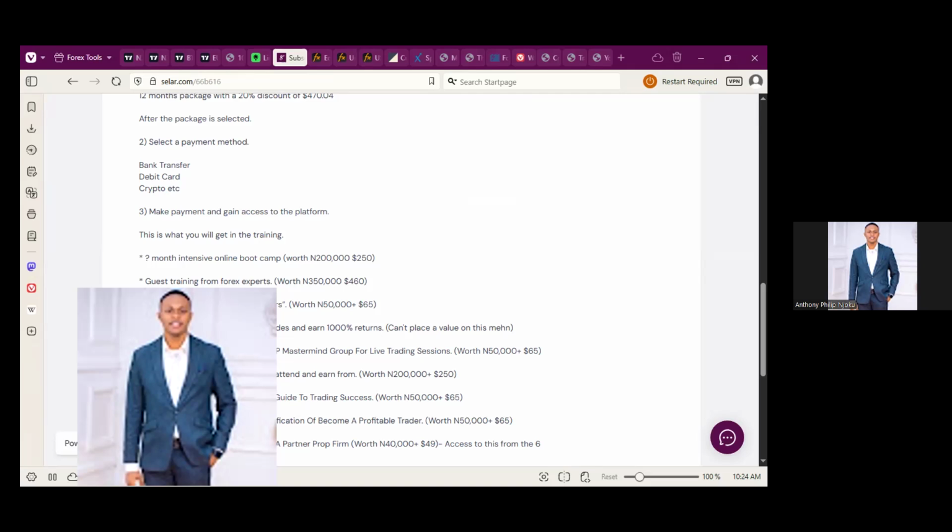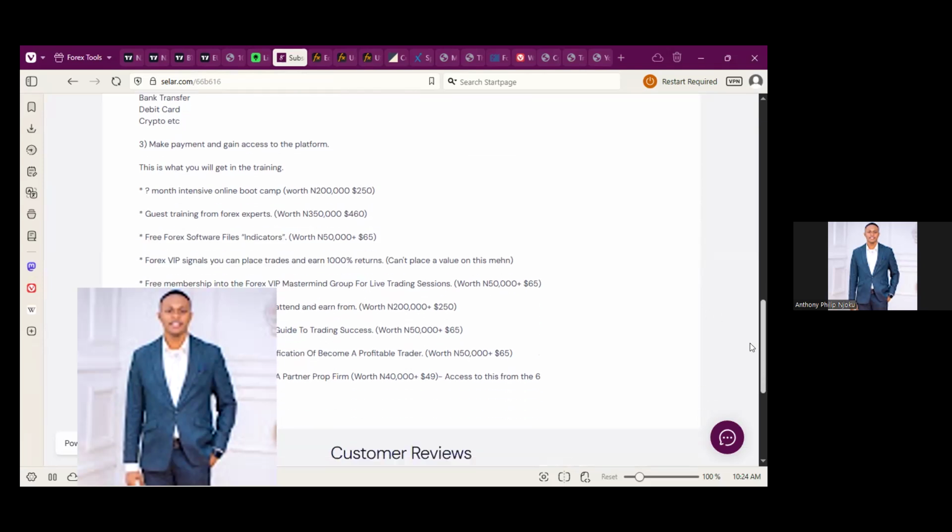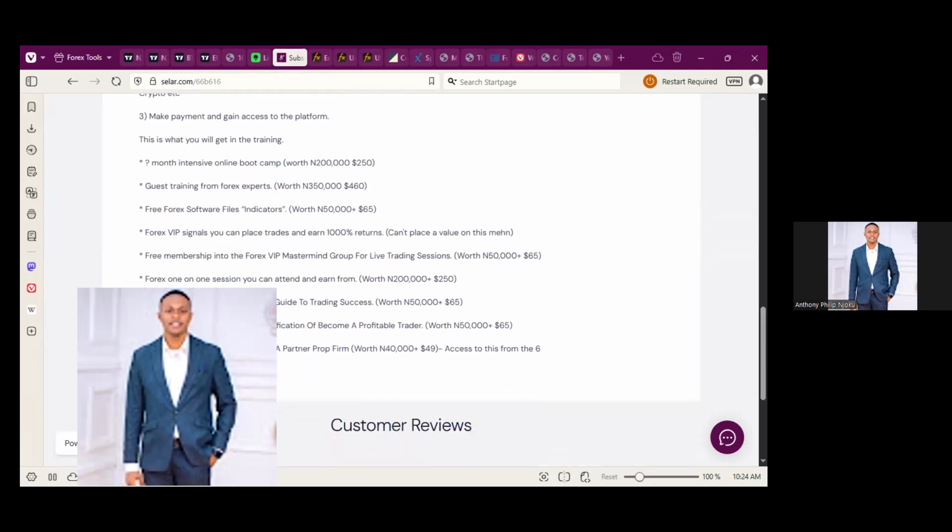We also have my new book, Forex Mastery Guide to Trading Success. This is more like a textbook that's going to enable you to learn the basics of Forex trading, literally the basics from a beginner standpoint. Then once you're done, you pass an examination, and you're given a certificate of participation and verification of becoming a profitable trader. This is very, very important.